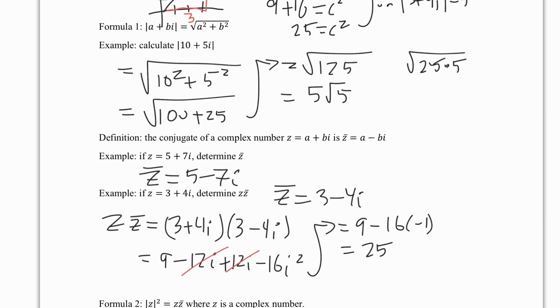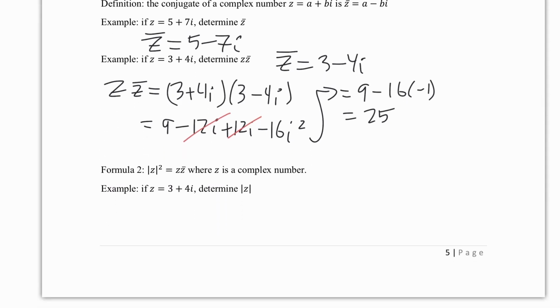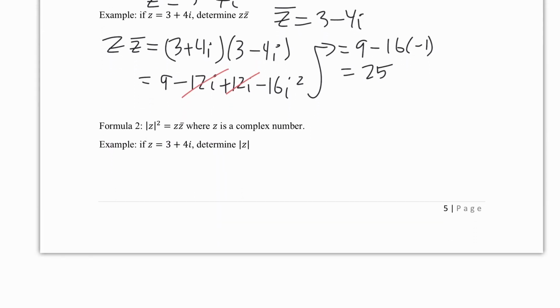If you remember from this number, we just did it up here, we found that the length of this number was 5. And apparently when you do z z bar, you get the number 25. Well, it just so happens that that's not a coincidence. We have another excellent formula. If you want to find the square of the length, or the square of the modulus, you just do z z bar. Alternatively, if you find z z bar, you're going to get 25, which means you could square root that final answer and get your length.